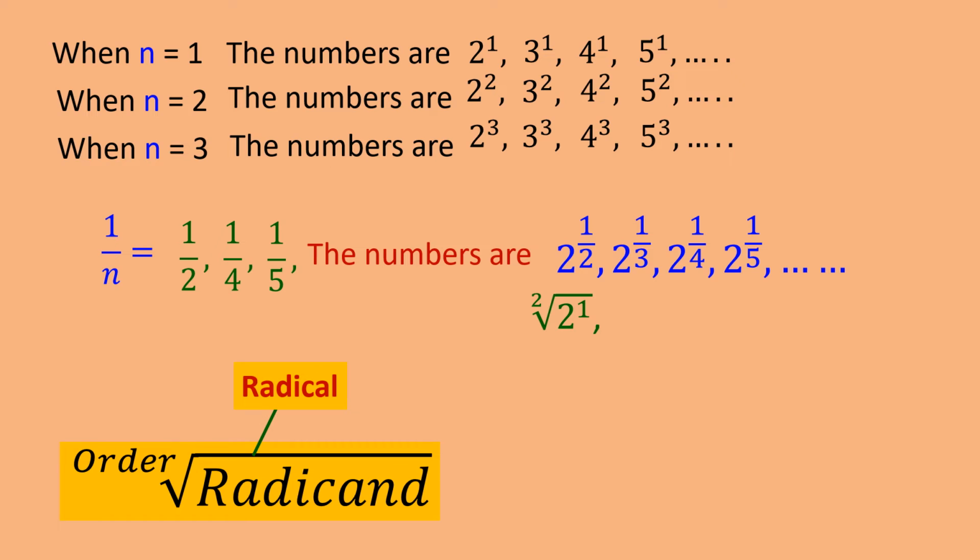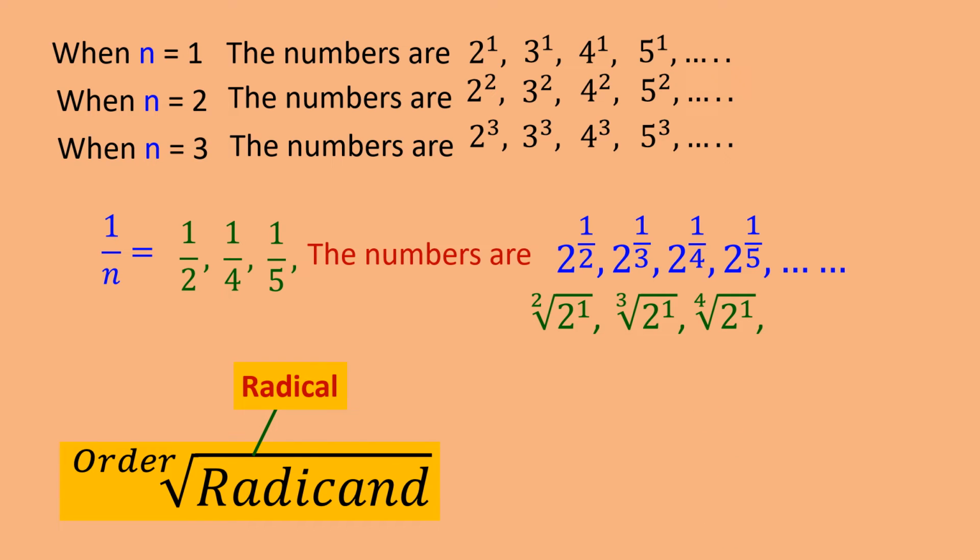So now see here, 2 raised to 1 upon 2: the base will come as it is, the numerator 1 will become the index of the base, and the denominator of the fraction will go as the order. As you have seen, 2 has gone out. See here. Similarly, 3 has become the order, the base has become the radicand, and the index becomes 1.